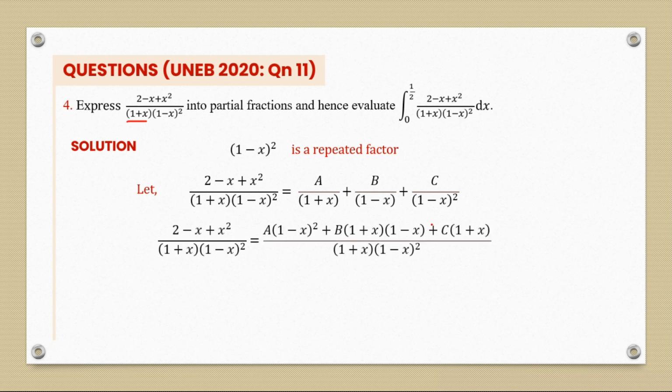So that's what we have now. When we find the LCM, it is 1 plus x times 1 minus x bracket squared. When we divide by 1 plus x, we are left with 1 minus x bracket squared, multiplied to the a. When we divide by 1 minus x, we are left with 1 plus x times 1 minus x to the power 1. When we divide by 1 minus x squared, we are left with 1 plus x. So the denominator is cancelled, and this is what we're left with.